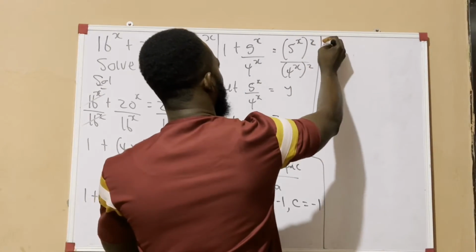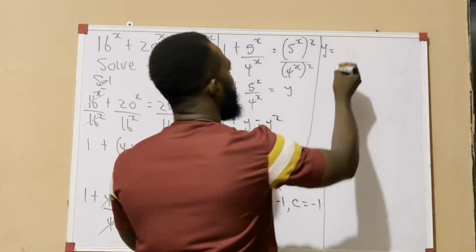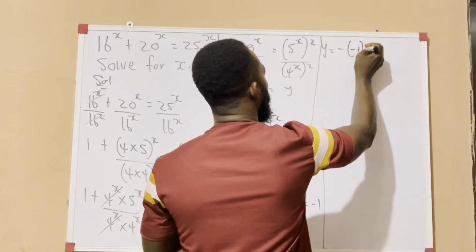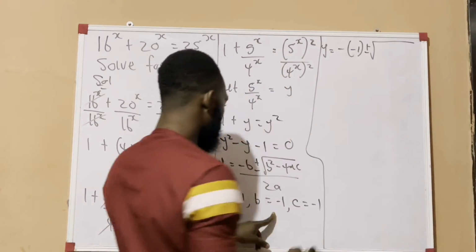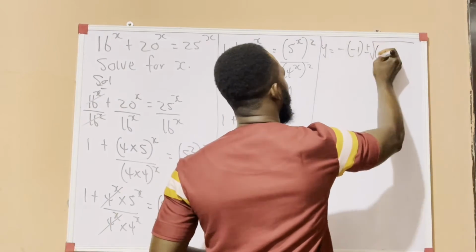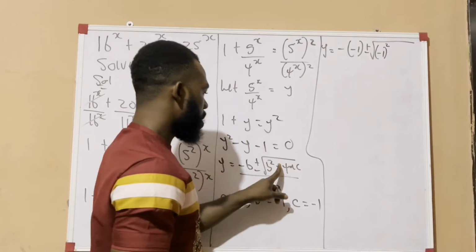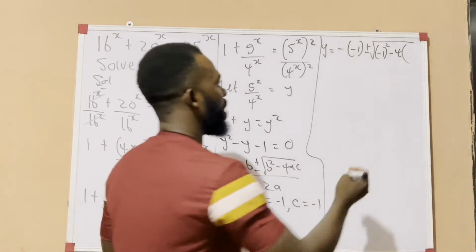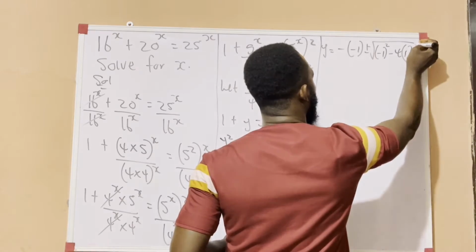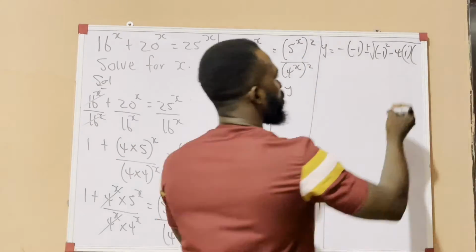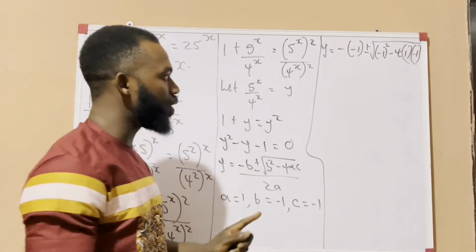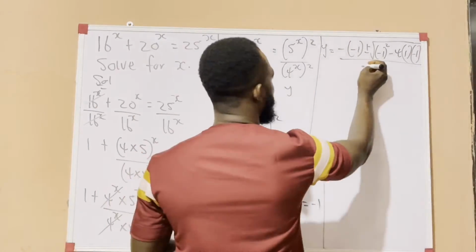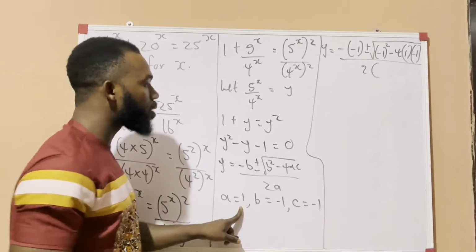Y is equal to negative b, and b is negative 1, so negative of negative 1, plus or minus the square root of b squared, which is negative 1 raised to the power of 2, minus 4 times a, which is 1, and c, which is minus 1. We have to be careful because of the space on the board. All over 2a, which is 2 times 1, since a is 1.